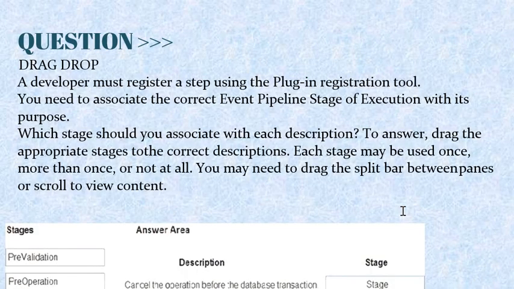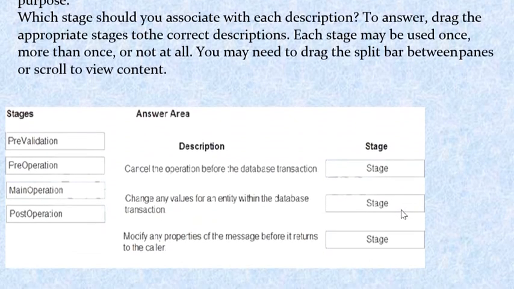The question is drag drop. A developer must register a step using a plugin registration tool. You need to associate the correct event pipeline stage of execution with its purpose. Which stage should you associate with each description? To answer, drag the appropriate stages to the correct descriptions. Each stage may be used once, more than once, or not at all. You may need to drag the split bar between the panes or scroll to view content. Please have a look and try to answer it.